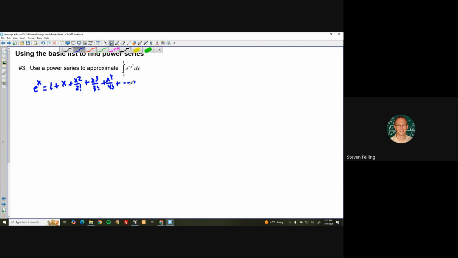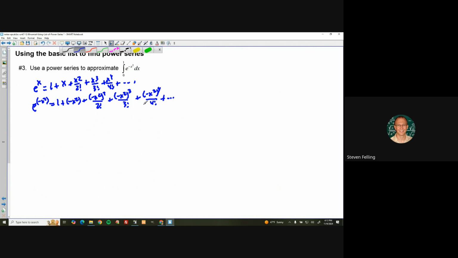And then we could replace all the x's with negative x squareds, right? So if this is e to the negative x squared, it means we would have 1 plus negative x squared plus negative x squared squared over 2 factorial plus negative x squared cubed over 3 factorial plus negative x squared to the 4th power over 4 factorial, and so on.